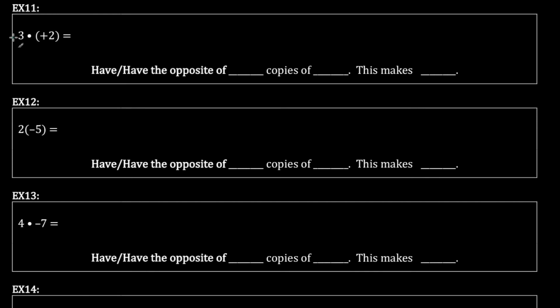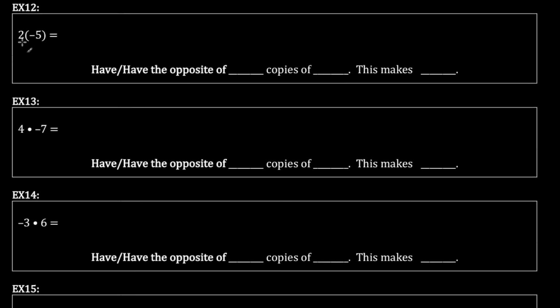So in this one, this 3 is a positive once again. So we have 3 copies of positive 2. Once again, if you like to put the positive there, that's fine. So positive 2, positive 2, positive 2. So plus 2 plus 2 plus 2 is positive 6. If you want to put the positive sign there, you can. Doesn't matter.